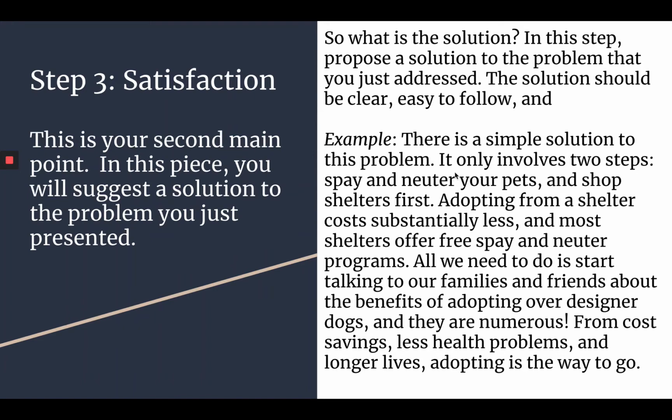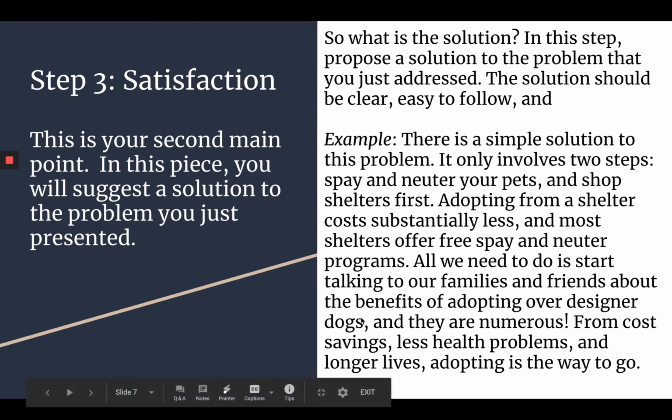It only involves 2 steps: spay and neuter your pets and shop at shelters first. Adopting from a shelter costs substantially less, and most shelters offer free spay and neuter programs. All we need to do is start talking to our families and friends about the benefits of adopting over designer dogs, and they are numerous. From costs, saving lives, less health problems, and longer lives, adopting is the way to go.